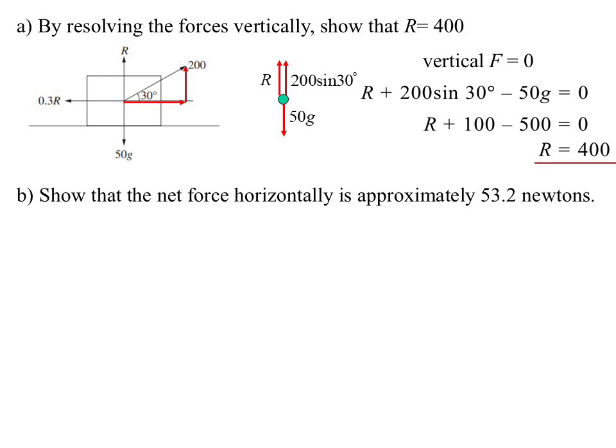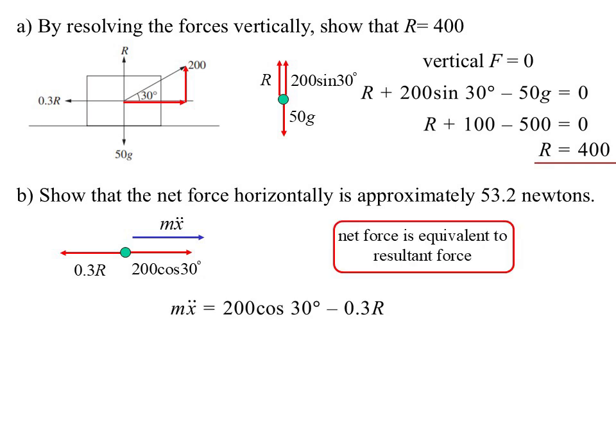Now they want us to look at the horizontal forces and show that the resultant force, they've called it the net force, is approximately 53.2. I'm pushing it to the right, so that's where I'll define my resultant force. Remember, that's not actually a force in it, it's the result of all of them. To the right I've got 200 cos 30, and I've got the resistive force, which I guess is friction. Remember we said friction usually is some multiple of the normal force, and that's what they're saying here, it's 0.3 of R.